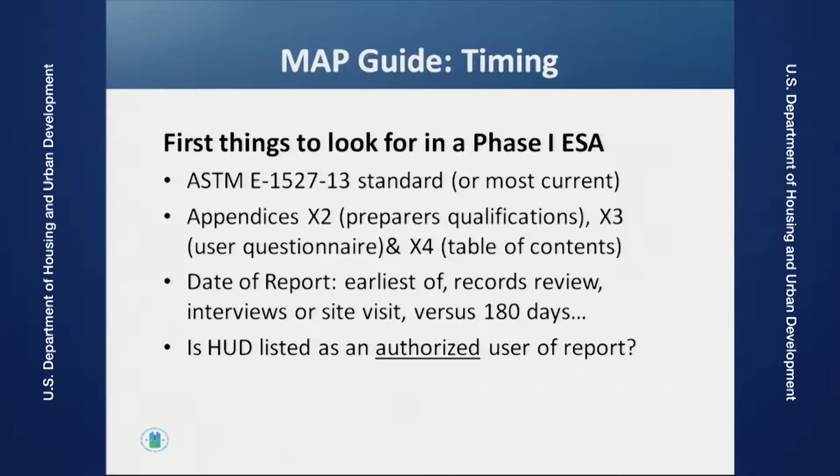First things to look for in a Phase One. We're supposed to deal with the standard ASTM E1527-13. It is the most current, but by the time you see this training in a year or so, perhaps there's an updated one, so keep that in mind. What I normally do is I start going through the Phase One with a highlighter, and as soon as I see 1527-13 on the front in their scope of work, I trust that they, as the environmental professional, are adhering to that. They are certifying to it.